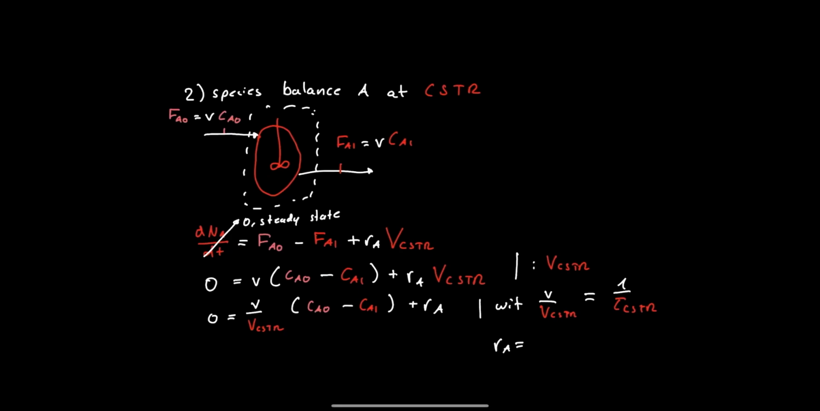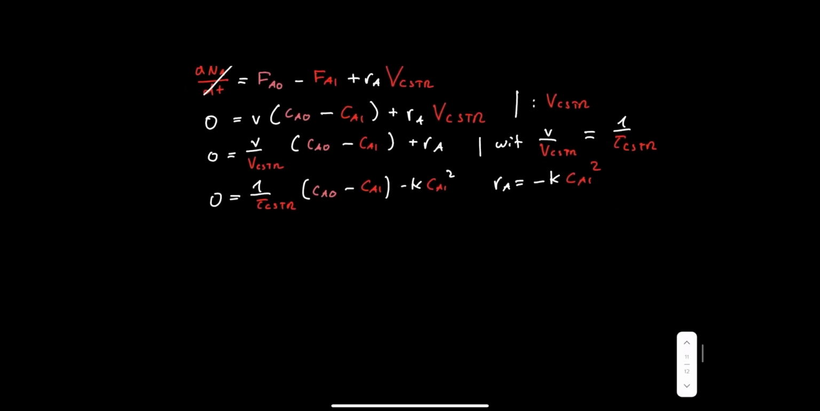So the reaction rate we have given by the task. So r_A is going to be equal to negative K times CA1 squared. So 0 is going to be equal to 1 divided by tau CSTR times CA0 minus CA1, minus K times CA1 squared. So 0 is going to be equal to 1 divided by tau CSTR times CA0 minus 1 divided by tau CSTR times CA1 minus K times CA1 squared.